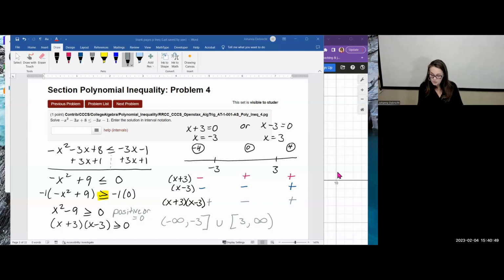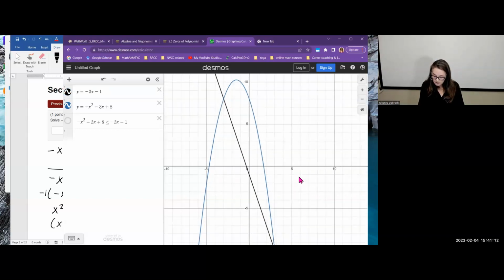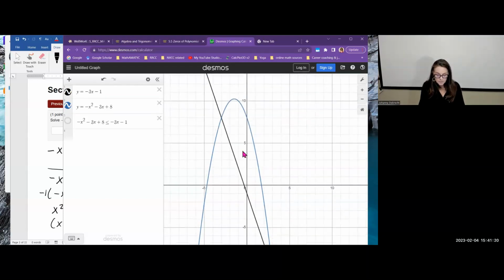Let's take a look now at Desmos and see what it looks like. Here's our line, -3x minus 1 in black, and here's our downward opening parabola, -x squared minus 3x plus 8. We want to know when is the parabola below the line or equal to the line. Equal would be these points of intersection here at -3, and I'd have to scroll down here to 3. So when is the parabola below the line?